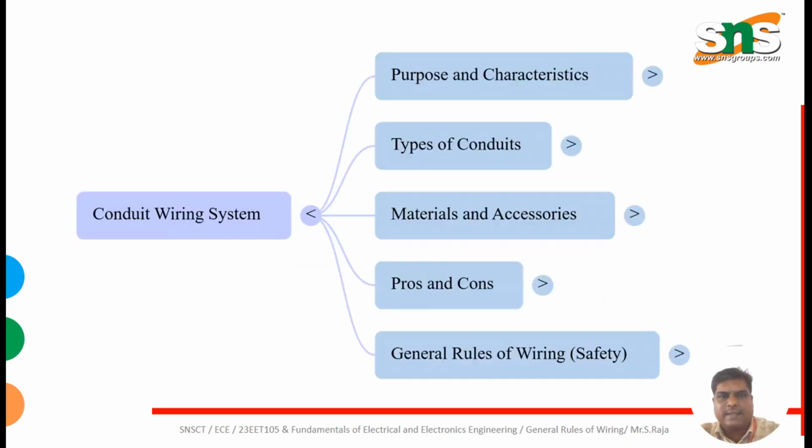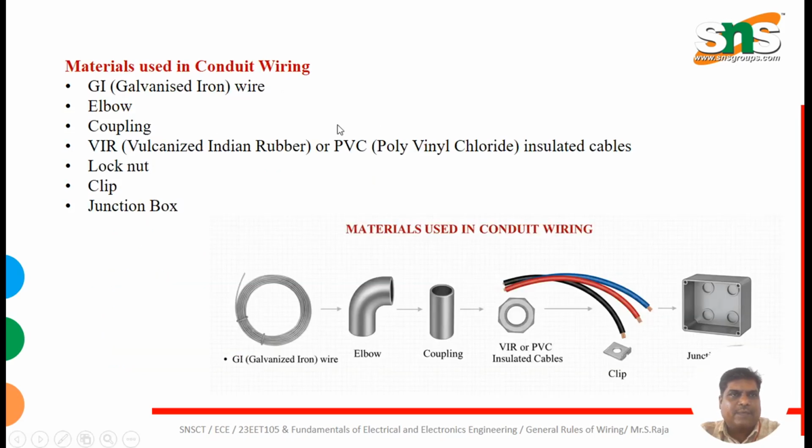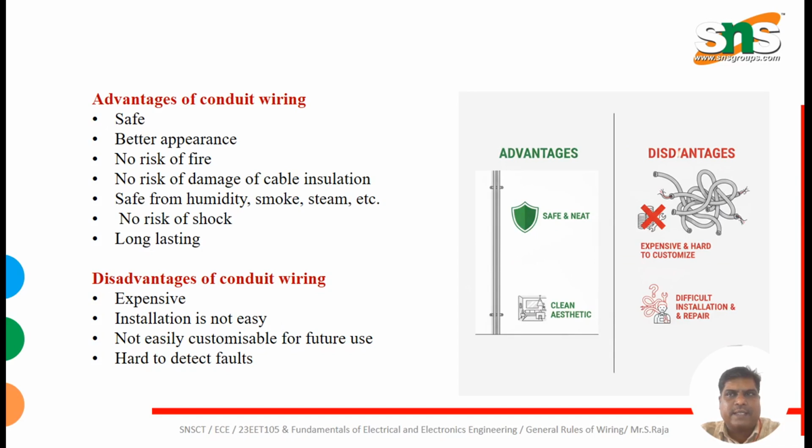Materials and accessories: the materials used in conduit wiring are galvanized iron, elbow, coupling, VIR or PVC insulated cables, clips and junction box. Then we also see the advantages and disadvantages of this conduit wiring. It is more safe and secure instead of going for an open connection.